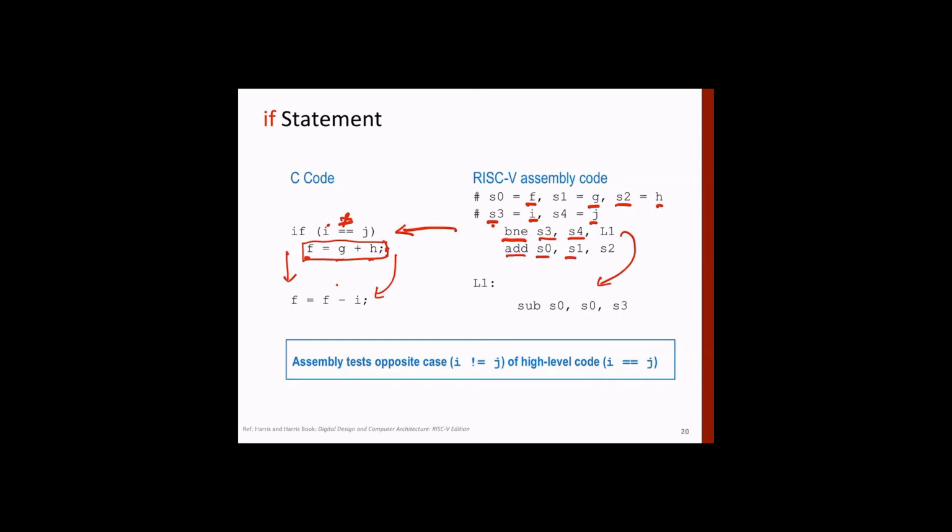The next statement is add S1, S2, which is g and h, and bring it to S0, which is f. So this statement you are executing. And if this condition is met, if S3 is not equal to S4, then you come here. Anyway, you come here if this condition is not met. If S3 is equal to S4, you execute this followed by this one. So the semantics are exactly the same. Any question?